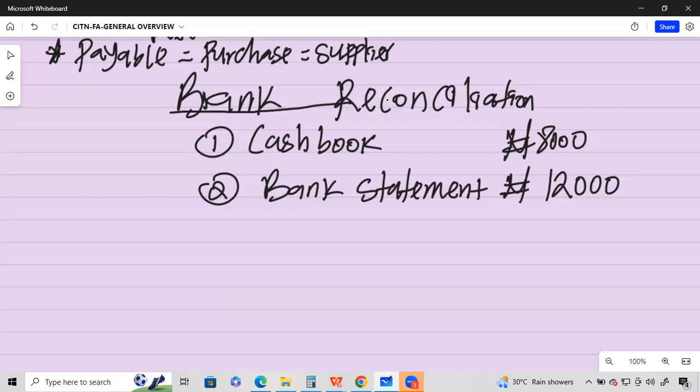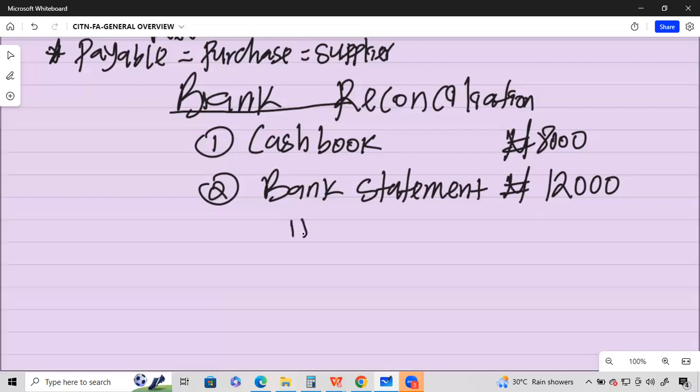Why is our cash book showing 8,000 naira, and our bank statement showing 12,000 naira? So what are the items that can cause the disagreement between our cash book and our bank statement? There are many items that can cause this disagreement.